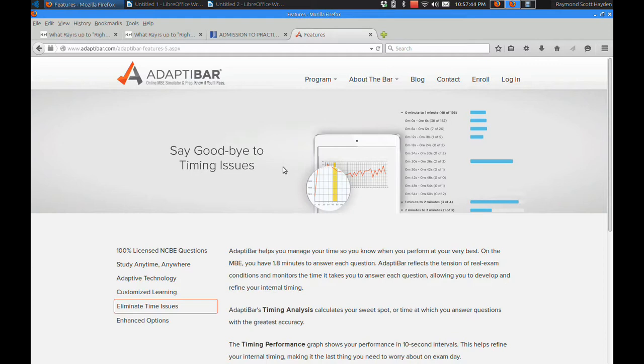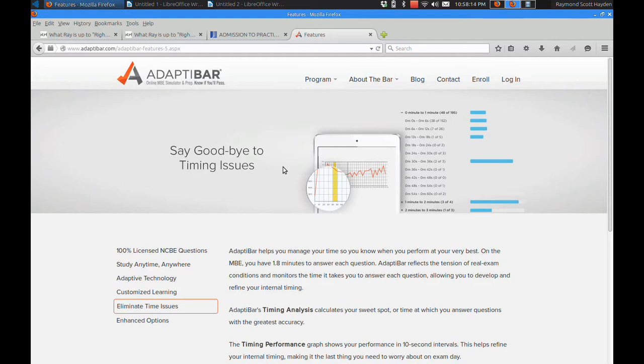There are two primary timing issues that are going to drive us nuts. The first one is, can we know that we're going to be able to answer 100 multiple choice questions within that 3-hour window? And I'm here to tell you that if you use the AdaptiBar program as they suggest, and you honestly put in a good faith effort into your study using the AdaptiBar program, you will absolutely confidently know that you will have more than enough time to answer the 100 questions within a 3-hour time frame.